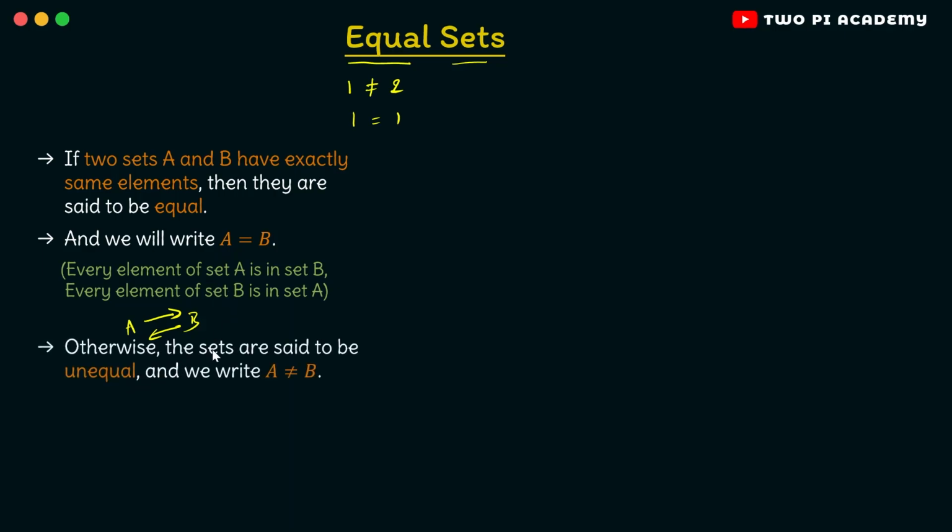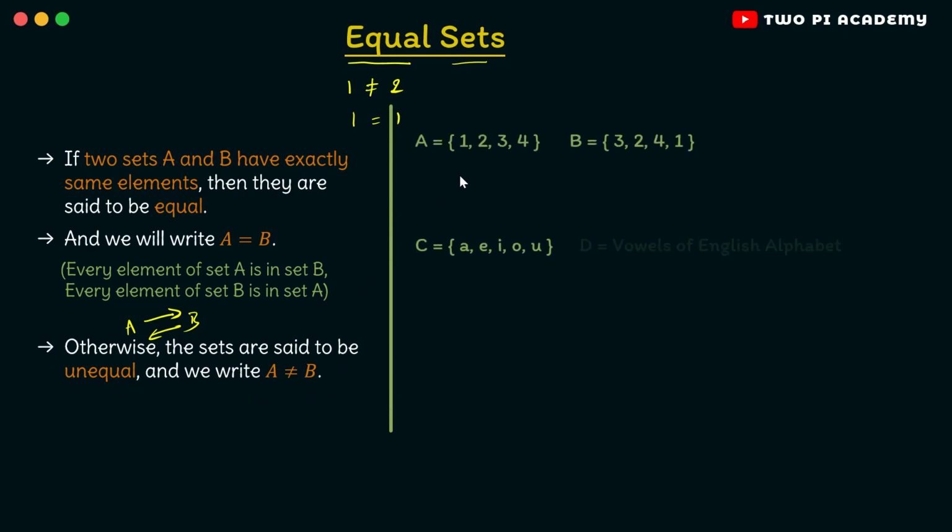Otherwise the sets are said to be unequal, and you will write A is not equal to B. So if they have exactly the same elements, they are equal, and you will write A is equal to B. And if they have different elements, then they are unequal, and you will write A is not equal to B. So consider the following examples.